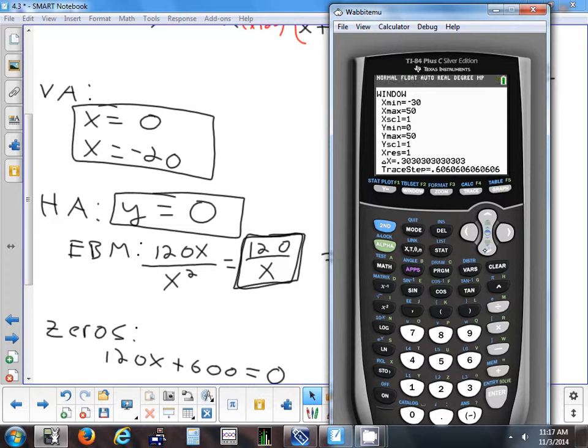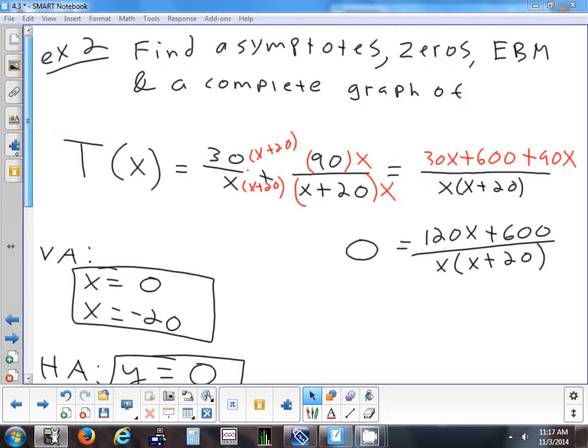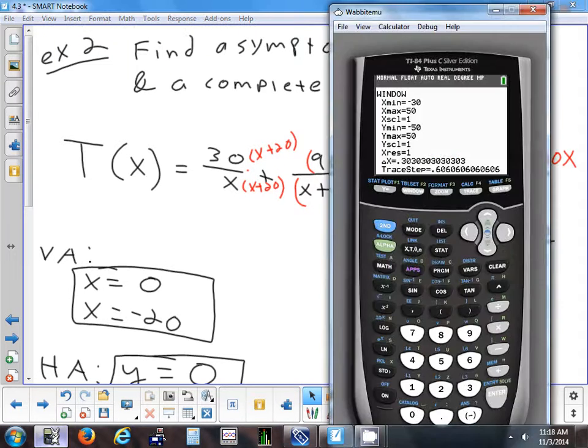For my minimum, let's do -50. Now, I understand that y value is time and negative time doesn't make sense, but it asks for a complete graph of the equation. Forgetting that this equation is about something in real life. They just want to know a complete graph of the equation. All right, and I think everything else looks good. Let's graph it.